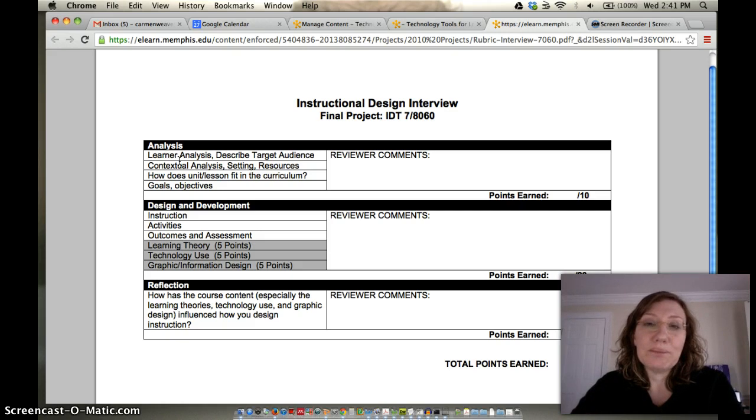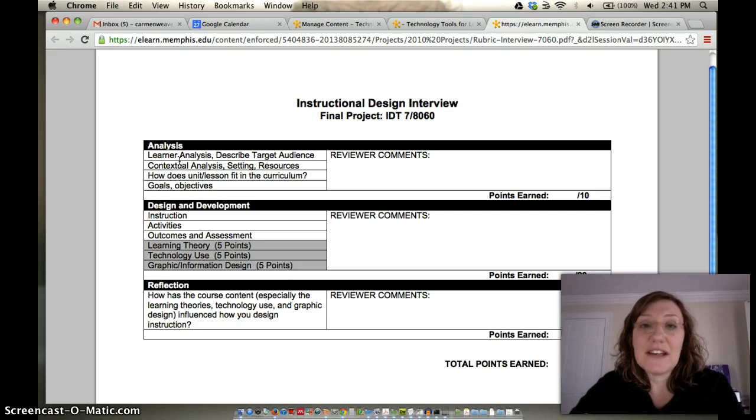Talk about where it fits. If there's a larger curriculum, there may not be, but if you're a teacher, where does this fit into the curriculum? If you're a trainer for businesses, what is this part? Is this part of a bigger something? Just explain that. And then also, what are the goals and objectives? What should your learner be able to do when they have finished the instruction?